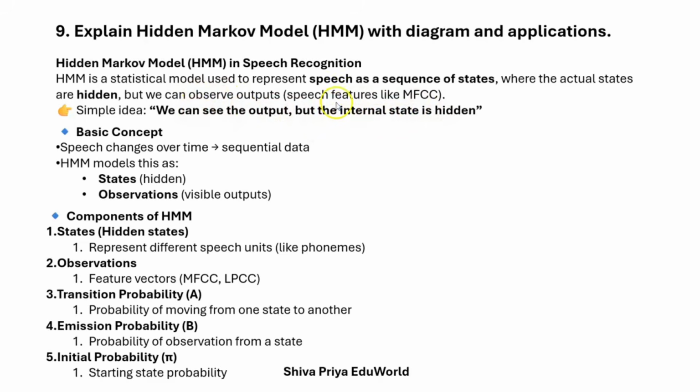We can see the output. Internally, whatever is happening, the internal states, everything is hidden. The speech changes over time, and that comes under sequential data. Here I have told you that the states are hidden, whatever is happening internally is hidden, and the observation is visible. The outputs are visible.